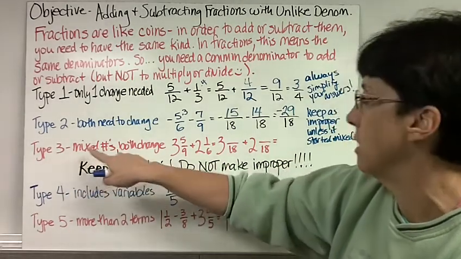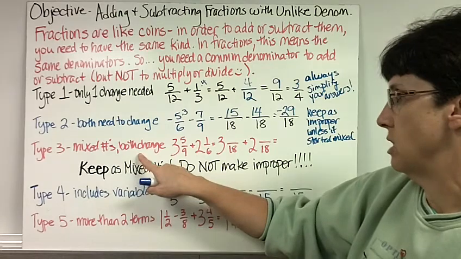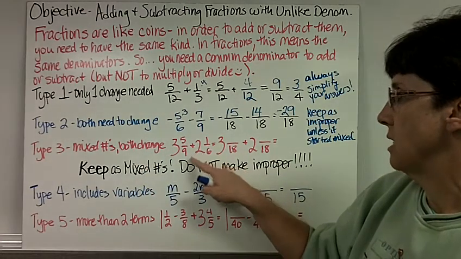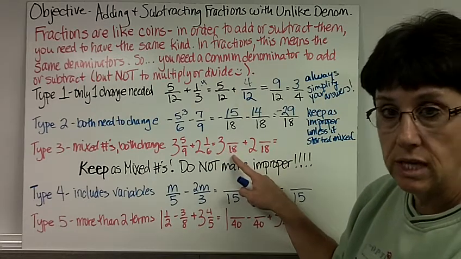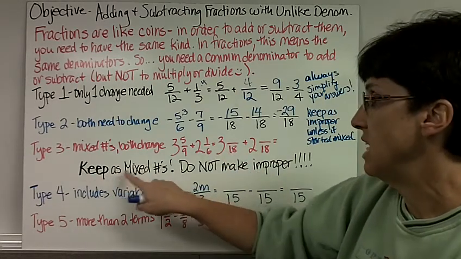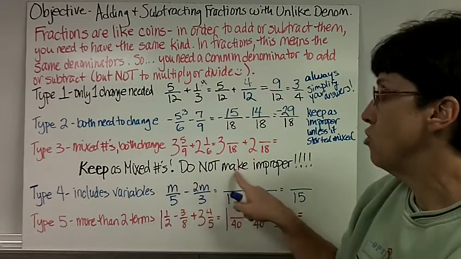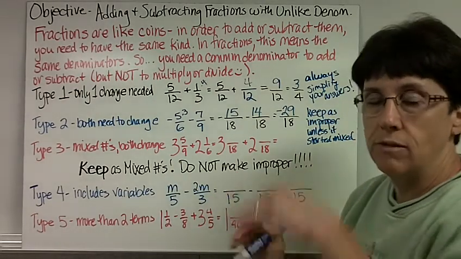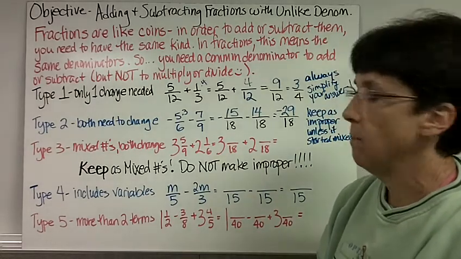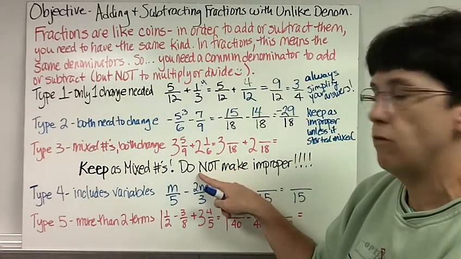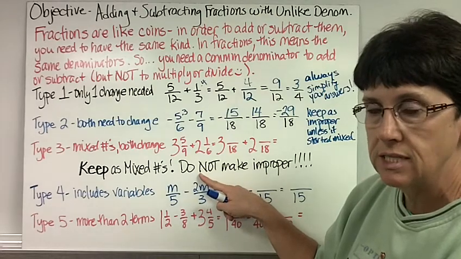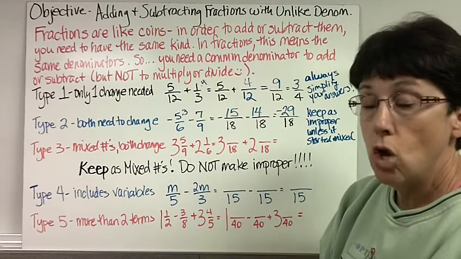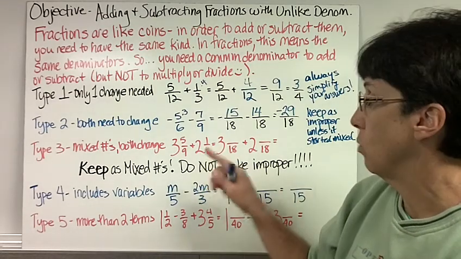All right, type 3. Mixed numbers both need to change. 3 and 5/9 plus 2 and 1/6. 9 and 6, once again, common denominator is 18. Keep these as mixed numbers. Do not make them improper, okay? That's a basic way of teaching because the teachers will teach you that when they're first teaching a mixed class because it's the most elementary way to teach it, but don't change it anymore. You don't need to. It's a waste of your time.